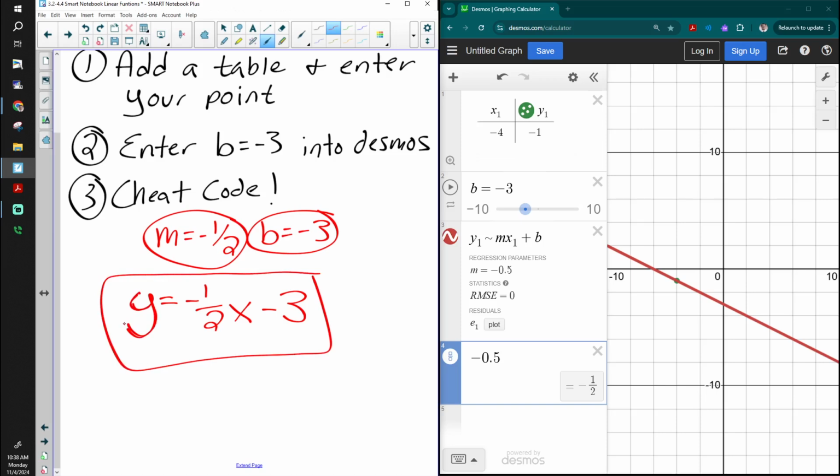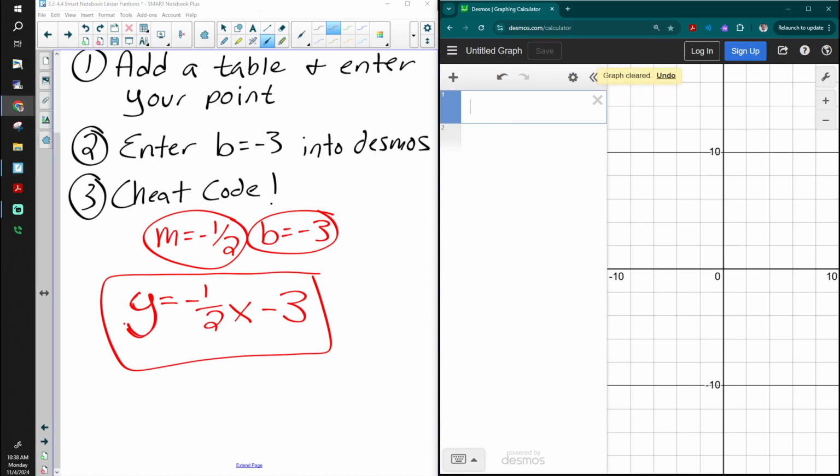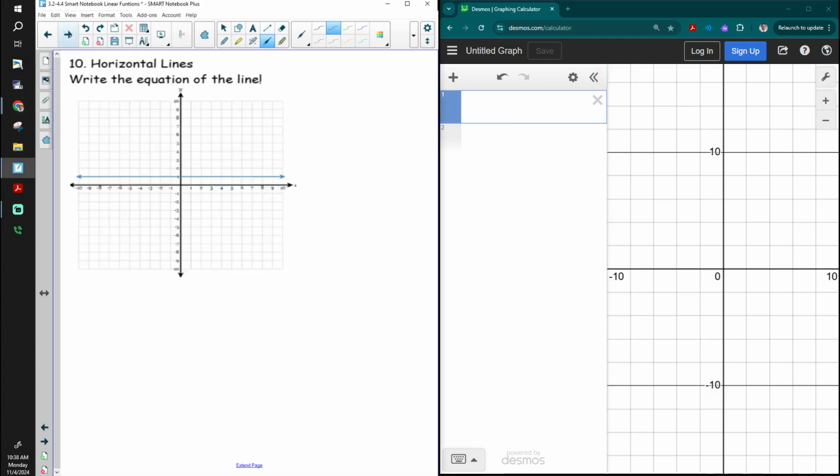Two more. The last two things we have to talk about are vertical and horizontal lines. The biggest thing here is remembering which equation starts with which variable.